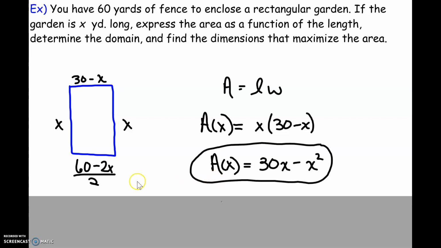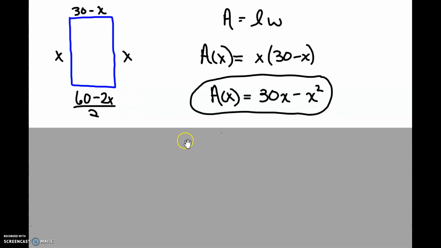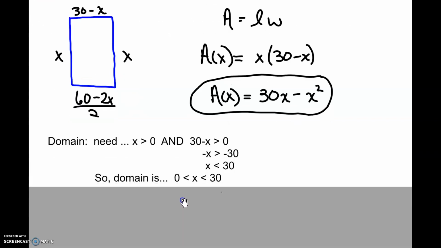Finding the domain likewise will be similar. Both sides here have to be non-negative. So if I simplify or solve the second inequality, it's a little quicker. I'm going to subtract the 30, again dividing by a negative to get just x, and flip that inequality, so it tells me that my x has to be between 0 and 30.